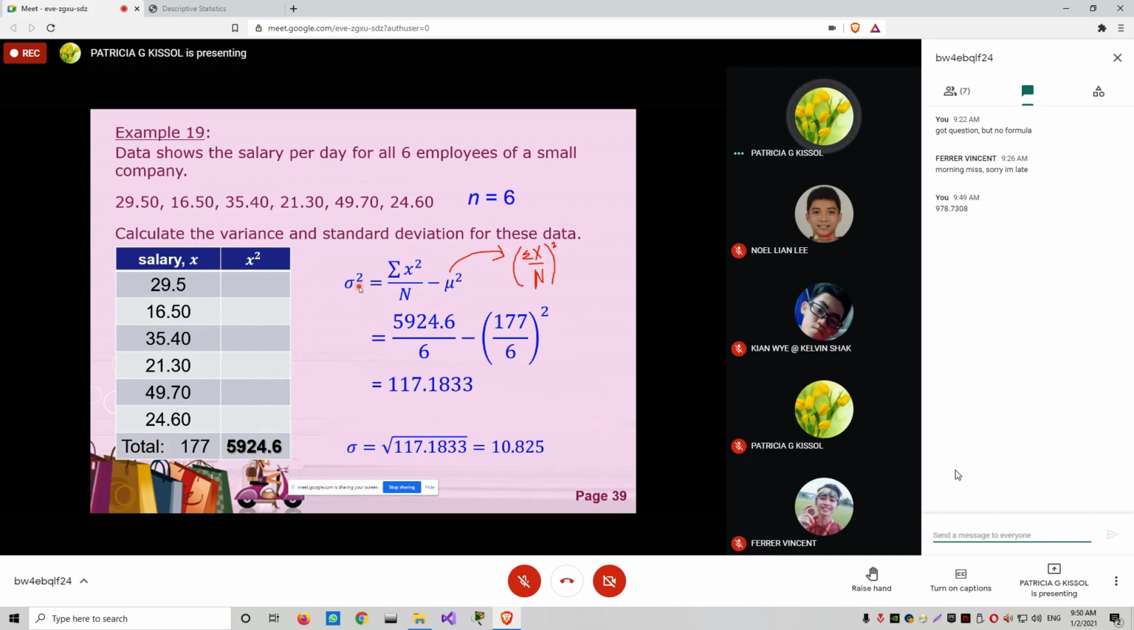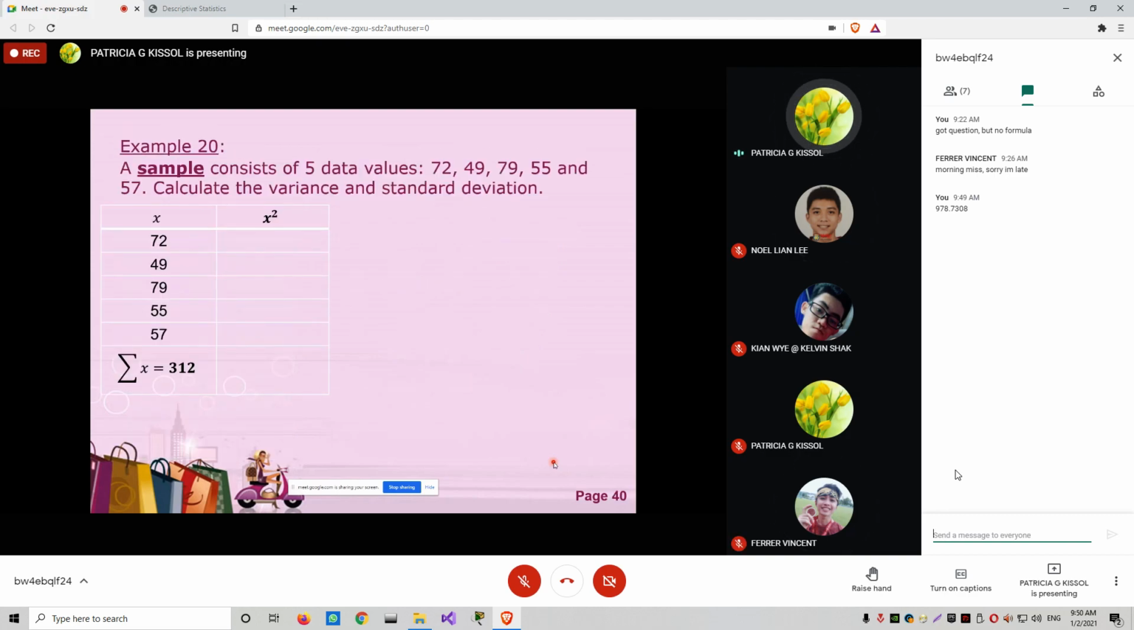Remember, sigma squared? That's the value of the variance. So if I want to get the standard deviation, I just need to square root the same value you see here to give me 10.825. And that's the answer for the standard deviation. Is that clear? Okay, good. So we go on to the next example.